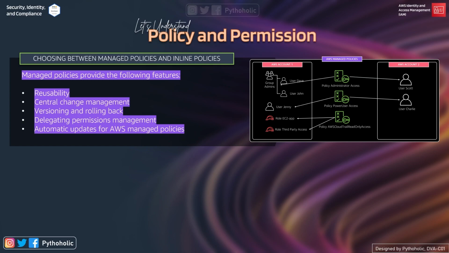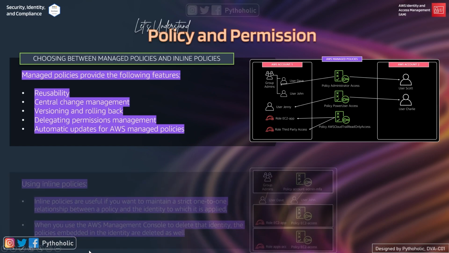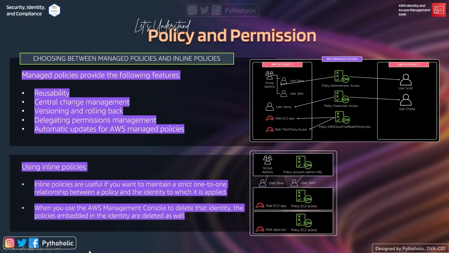The last one that we have here is automatic updates for AWS managed policies. As I already told you, AWS maintains AWS managed policies and updates them. That is not your headache, so it's a good thing. For example, if a new service or API is introduced, AWS itself will maintain the policy for that resource. So that's not your headache. That's a good thing. Next is inline policies. Let's see what we can do by using inline policies.